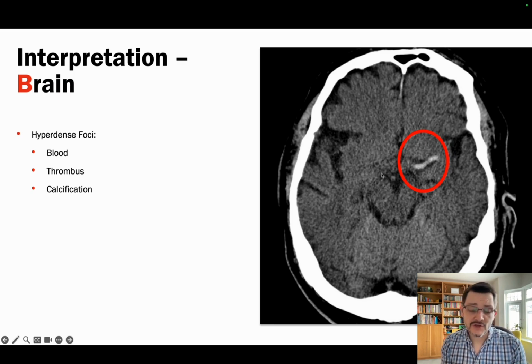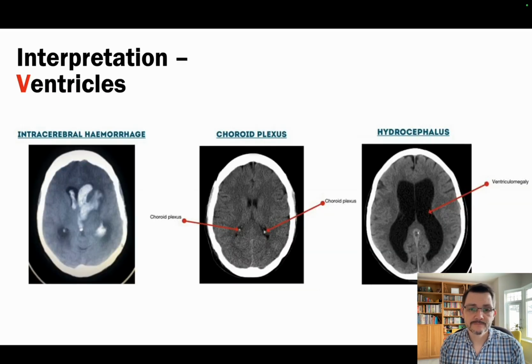It can be calcification though as well. You can get little specks of white in the brain tissue that can be due to just calcification in the brain tissue, and it's also always worthwhile looking out for that. So next we move on to ventricles.